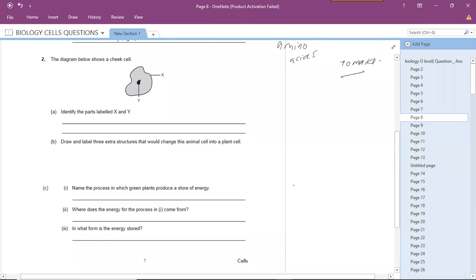So let's look at question 2. Question 2 says the diagram below shows a cheek cell from your cheeks, from your mouth. So it's an animal cell. The question says identify the parts labeled X and Y. This is easy. X is definitely the cell membrane, right? And Y is the nucleus. Amazing.